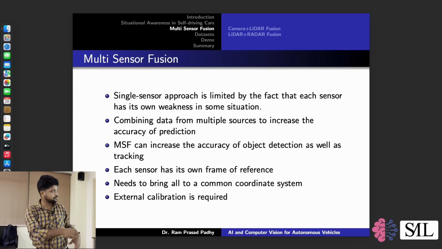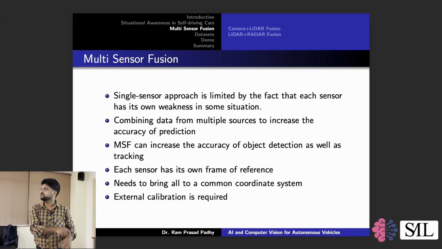Believe me, although we have heard of external calibration, it is a very difficult field, because you have to optimize so many parameters and find the transformation matrix. This external calibration is different for different vehicles. Even if you change the position of a sensor a little bit, the calibration changes, and you have to do that engineering problem again and again.